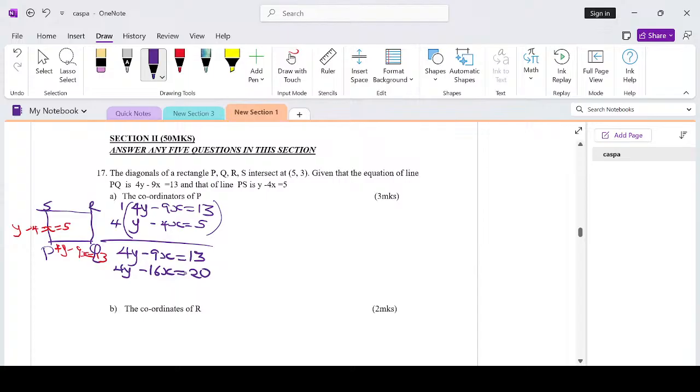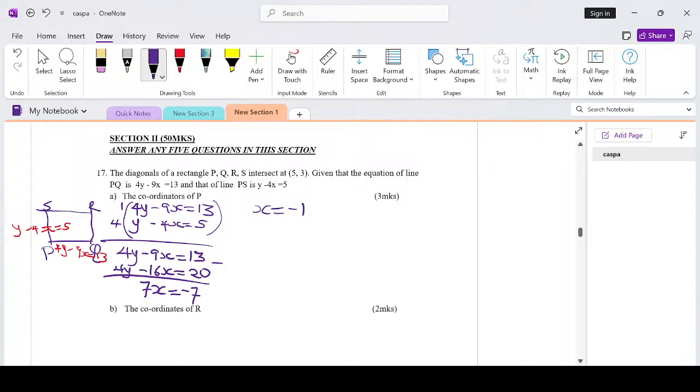When I do subtraction, 4y and 4y will disappear. Then I'll have negative 9x minus negative 16x, that will be 7x. Let's do the subtraction carefully. This is going to be 7x equals negative 7. If 7x equals negative 7, learners, what is the value of x? x will be negative 1.